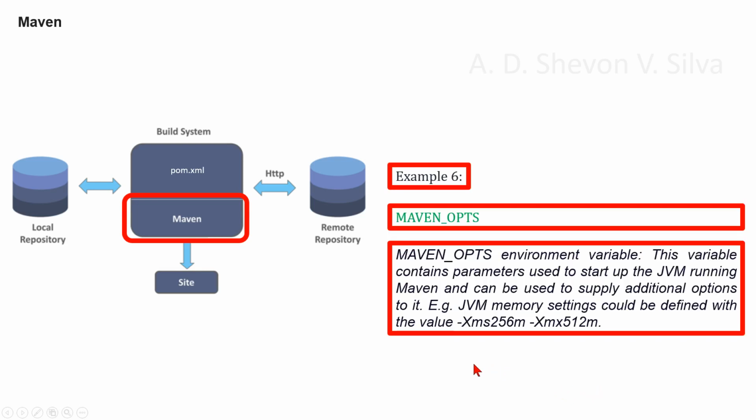Here as an additional example, we can consider MAVEN_OPTS, the Maven underscore OPTS environment variable. This variable contains parameters used to start up the JVM running Maven and can be used to supply additional options to it. For example, JVM memory settings could be defined with the value -Xms256m -Xmx512m.